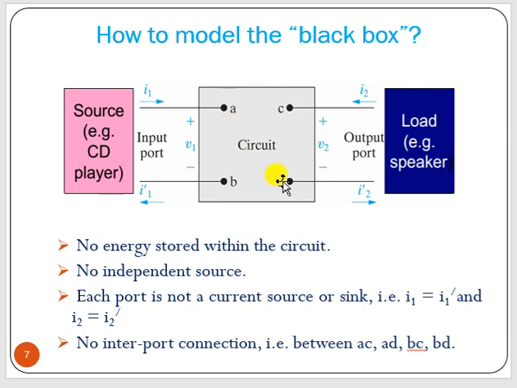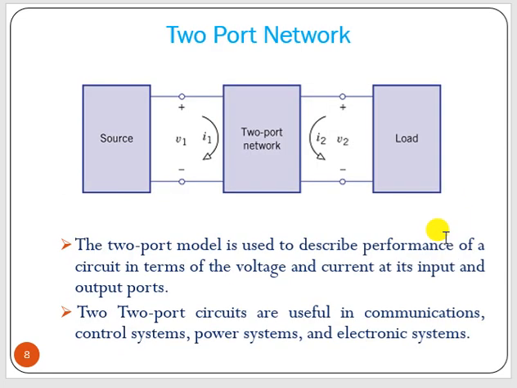That means between A and D, A and C, B and C, and B and D, there should not be any connection. Now, the two-port model is used to describe performance of a circuit in terms of voltage and current at its input and output ports. Two-port circuits are useful in communications, control systems, power systems, and electronic systems.